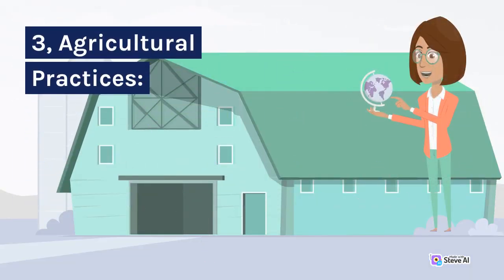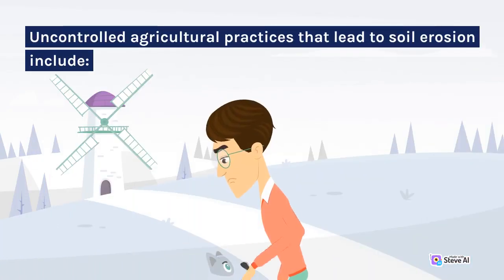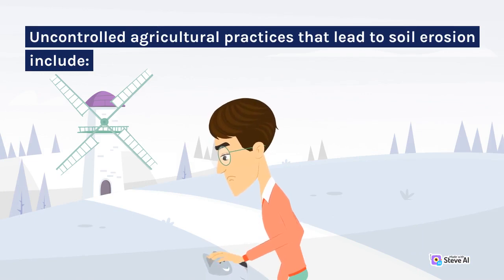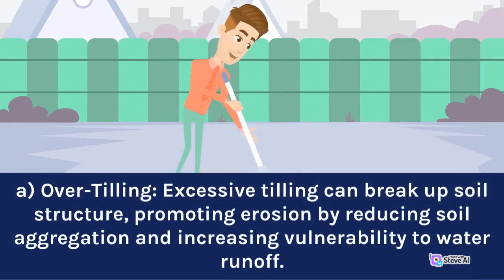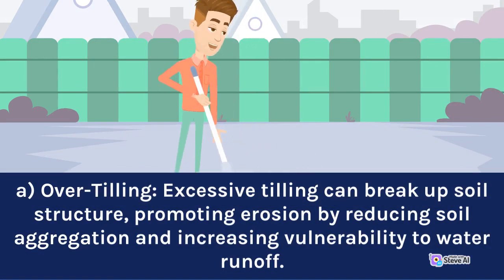3. Agricultural practices. Human activities, particularly intensive agriculture, significantly contribute to soil erosion. Uncontrolled agricultural practices that lead to soil erosion include A. Overtilling. Excessive tilling can break up soil structure, promoting erosion by reducing soil aggregation and increasing vulnerability to water runoff.